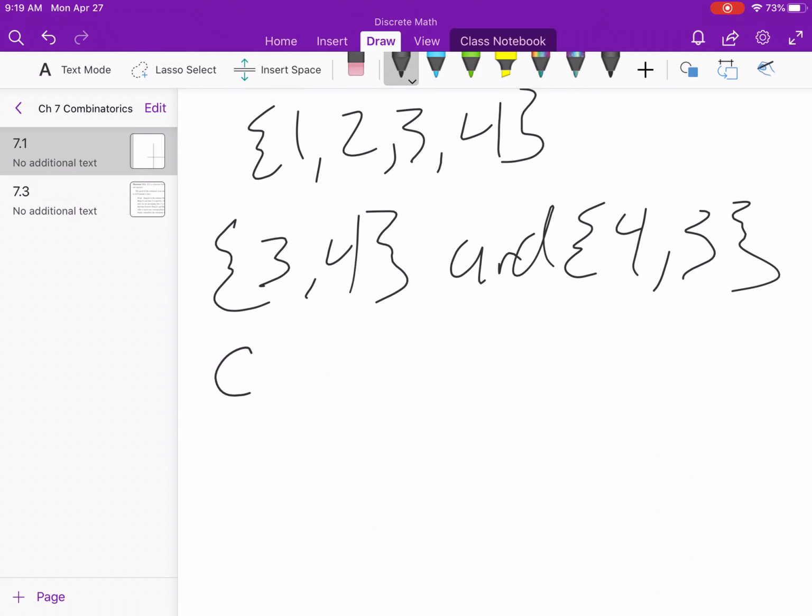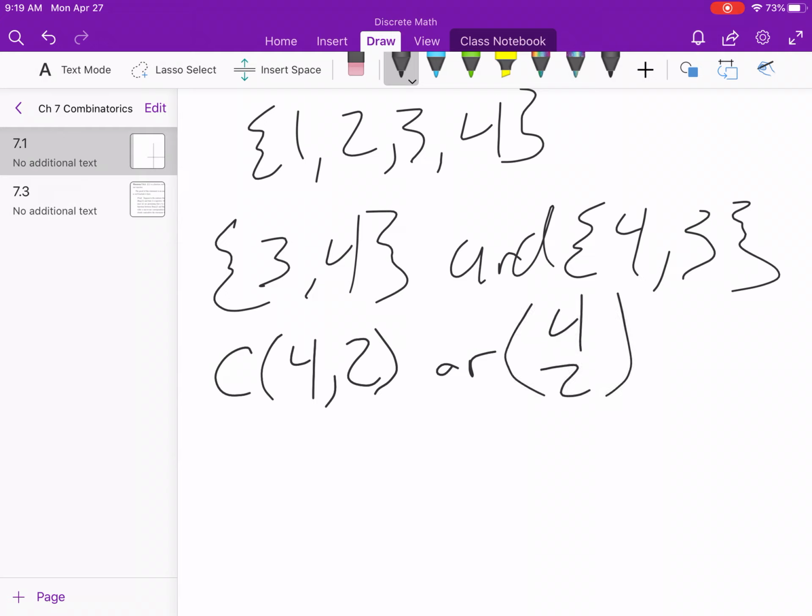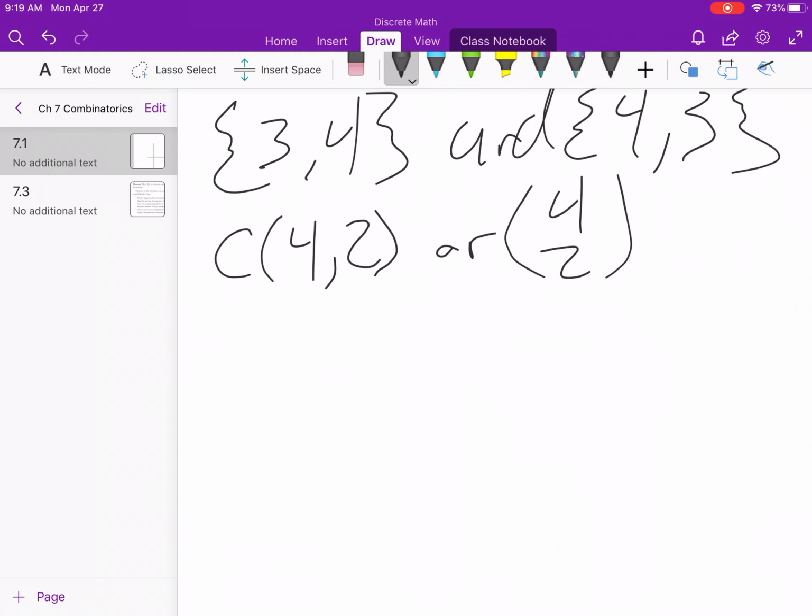So we had C, we could do 4, comma 2, or 4, 2 like that, where we have n choose k. Both are fine, it doesn't really matter. The notation is unimportant, as long as you understand the definition. So here what we would get is 4 factorial divided by 4 minus 2 factorial times 2 factorial.